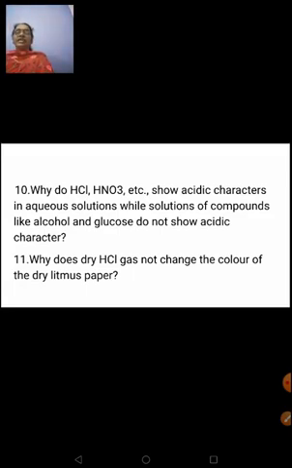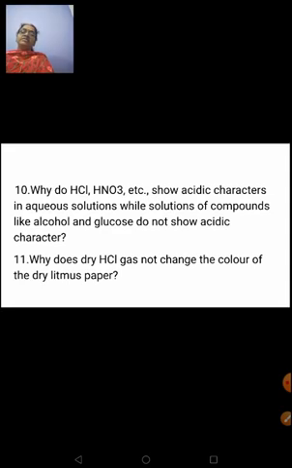That is why we say this hydrochloric acid and nitric acid show acidic characters in aqueous solutions, while compounds like alcohol and glucose do not show acidic character, because acids in aqueous solution will produce hydrogen ions, whereas glucose and alcohol, though they contain hydrogen ions, will not separate out these hydrogen ions in aqueous solution. That is the reason we say this HCl and HNO3 show acidic characters in aqueous solution.